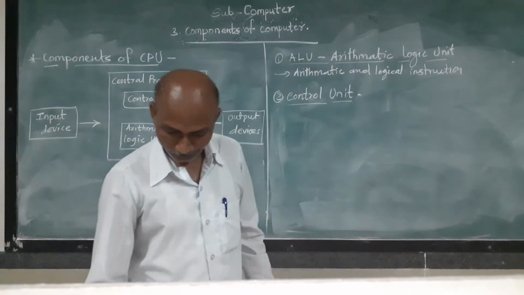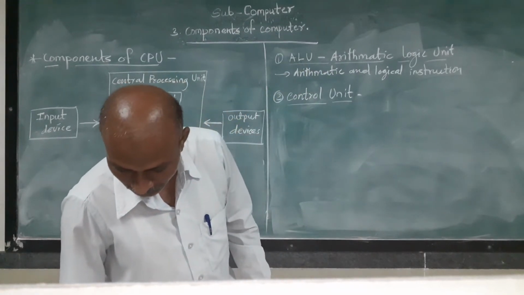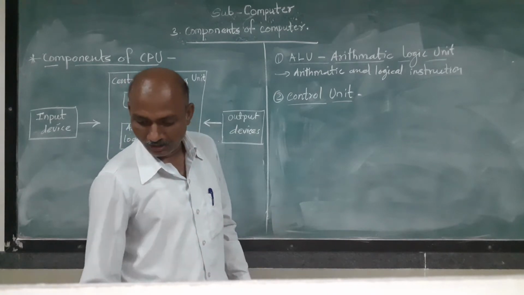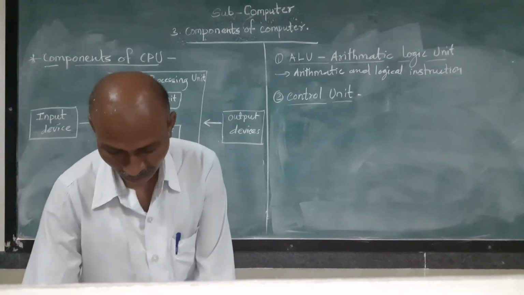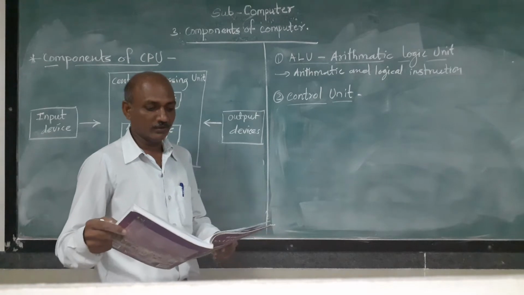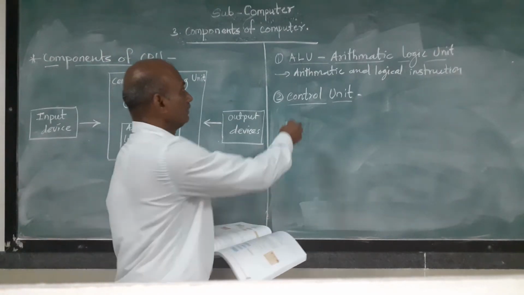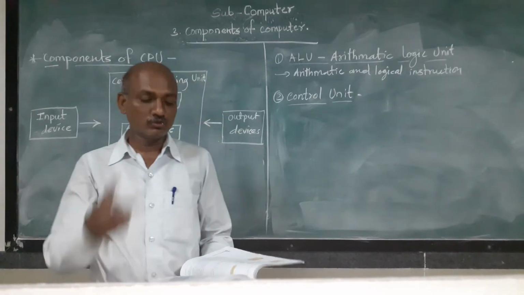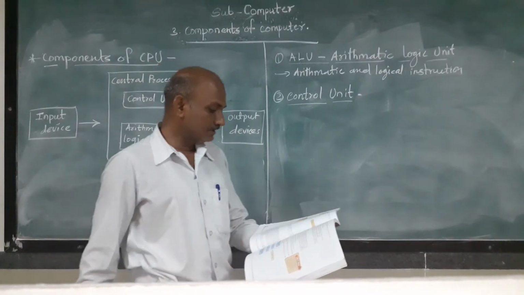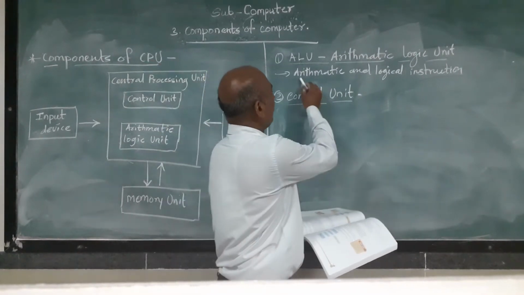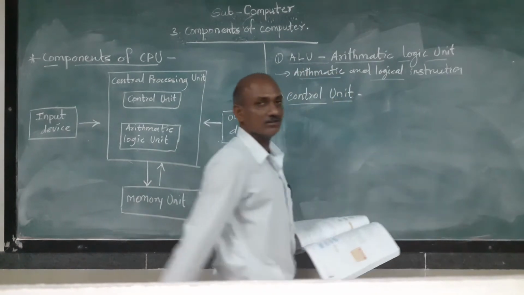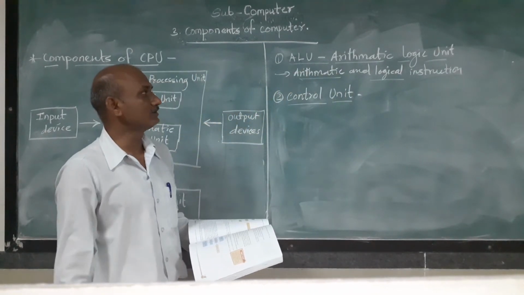Okay. Now, these registers are of very small capacity and contain the data and instructions which are to be executed. ALU has two parts. This ALU is again divided into two parts, that is the arithmetic section and the logic section. So this is about the arithmetic and logic unit.